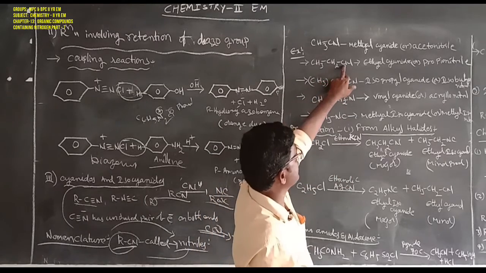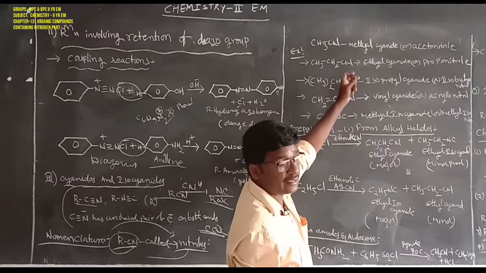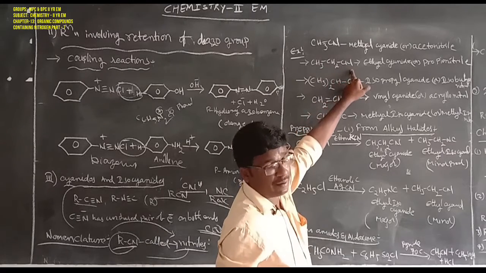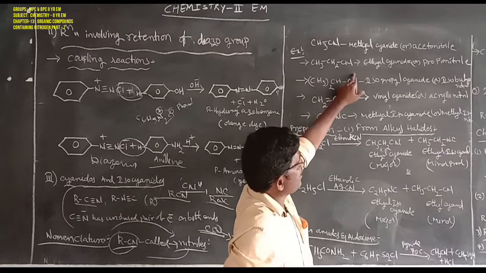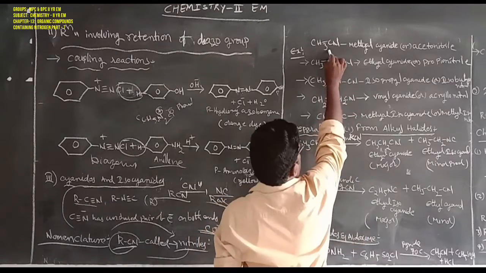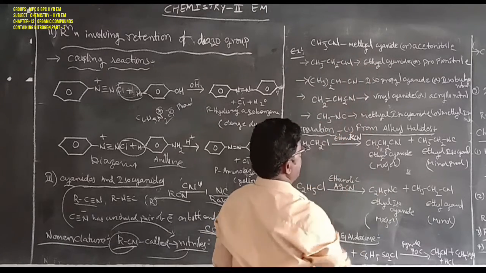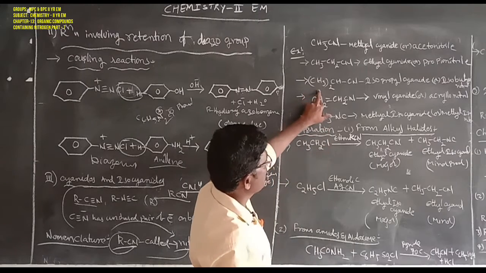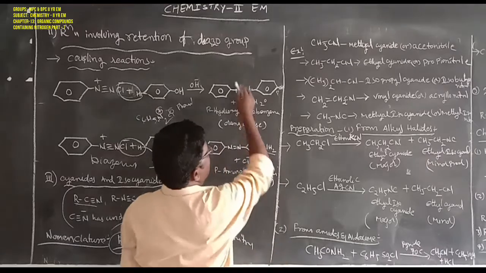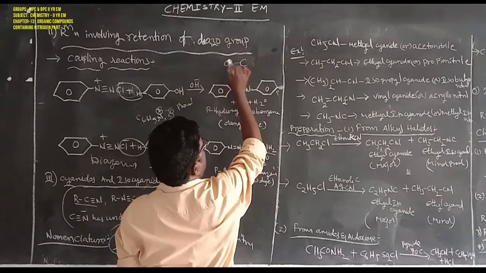Next one, here the carbon atoms 1, 2, 3: propyl nitrile, ethyl cyanide. CN, the common name, and the IUPAC name is also called propyl nitrile. Here the common name is methyl cyanide, and the IUPAC name is acetonitrile. Next one, CH3 to CH bond CN. Here is the C bond CH3.